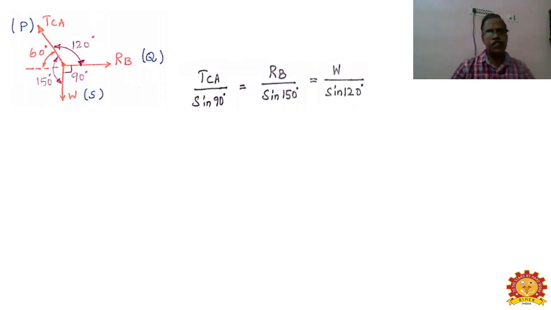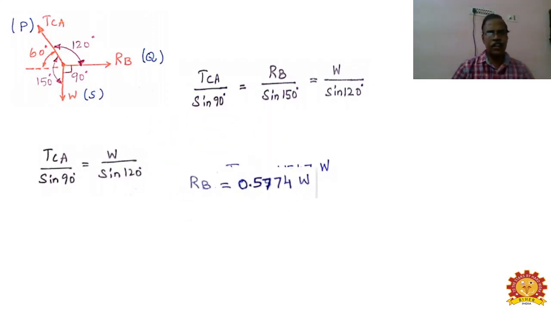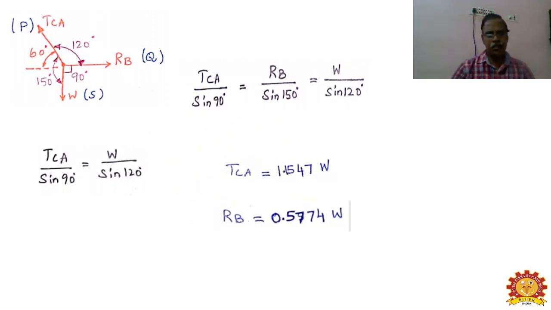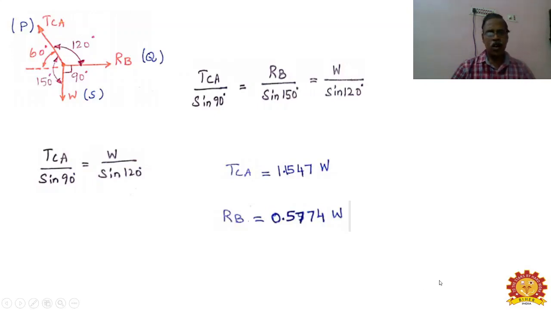By applying Lamy's theorem, very easily we can get the unknown value of TCA, which is given as W, and once again you will get RB also. You will get the value in terms of W, and then by equating equations 1 and 2, we can easily get the value. Otherwise, if the weight is unknown, leave it as it is and just write the values of TCA and RB. That much is enough. That gives the solution of this problem. This is an example I have told you.